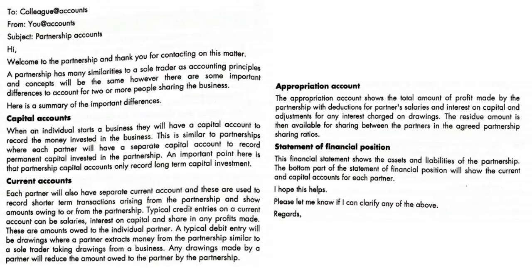Here's the model example per AAT. Give this a read and see how it compares to your answer. Also, please notice the to colleague at accounts, from you at accounts, and the subject matter. Plus there's a hi, there's no name because we weren't given a name, and regards at the end. So it's at least presented like an email.